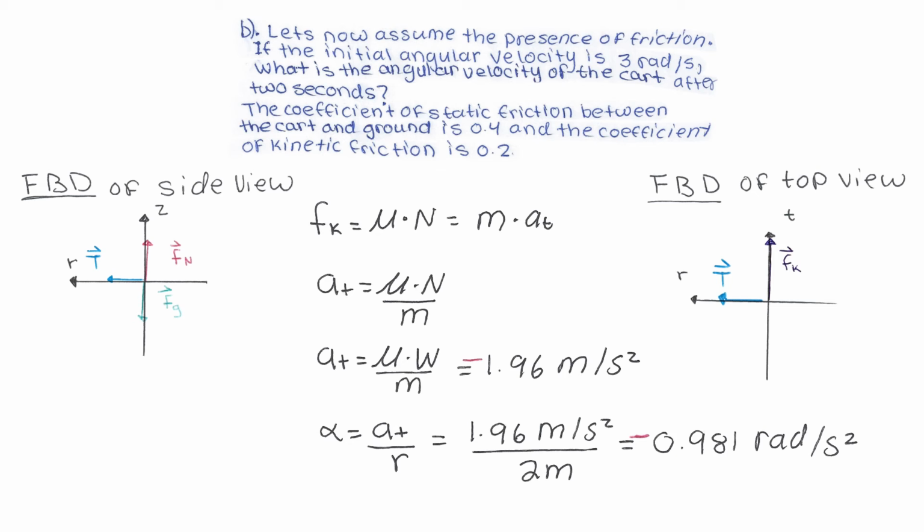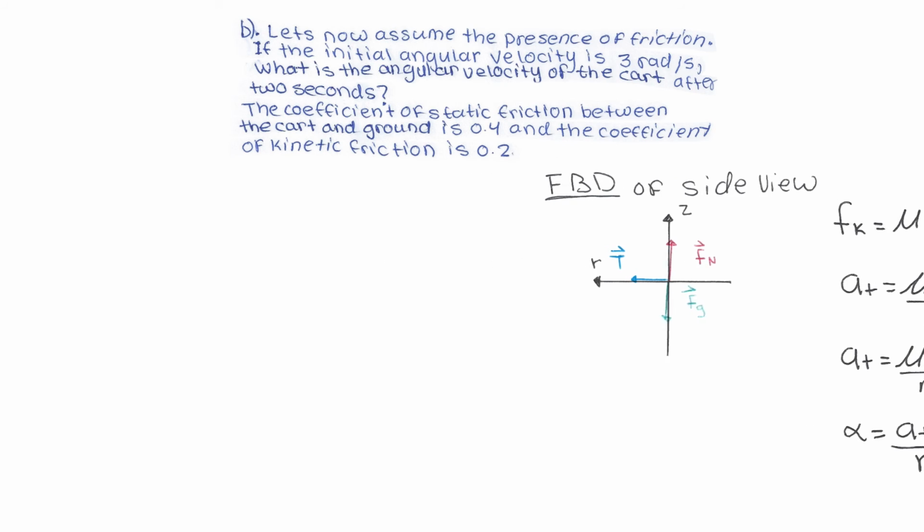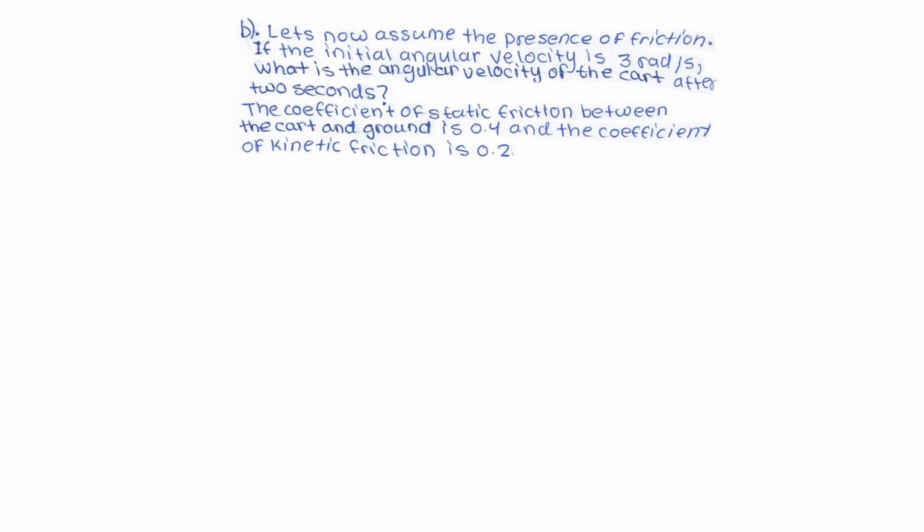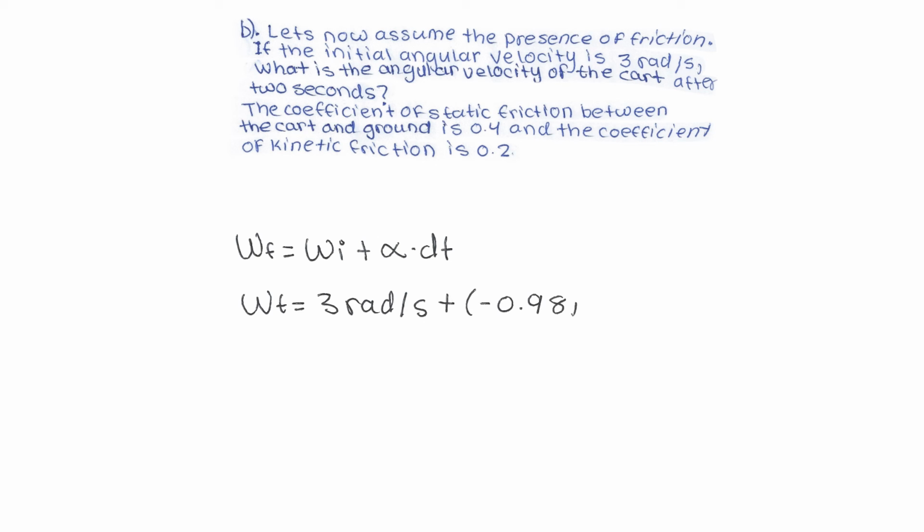Then all we have to do is use kinematics and circular motion. Part B gives us both the initial angular speed and time, so we need to find the equation that has both values. Let's use this one. The final angular velocity equals the initial angular velocity plus the angular acceleration times the elapsed time. So it's 3 radians per second plus negative 0.98 radians per second squared times 2 seconds, which gives us 1.036 radians per second. And that makes sense because it is slower than the initial 3 radians per second.